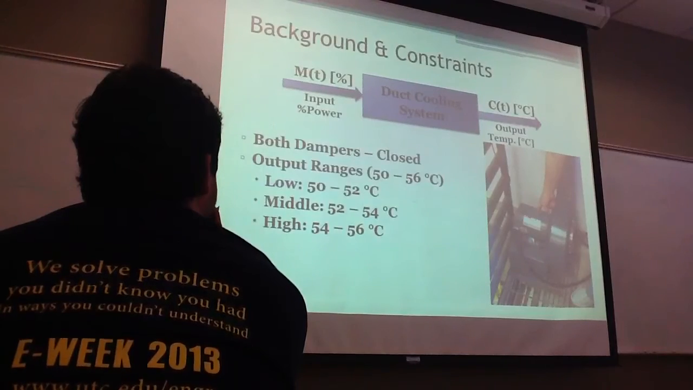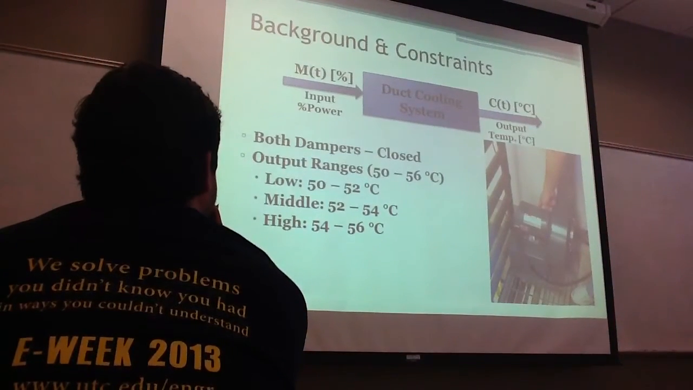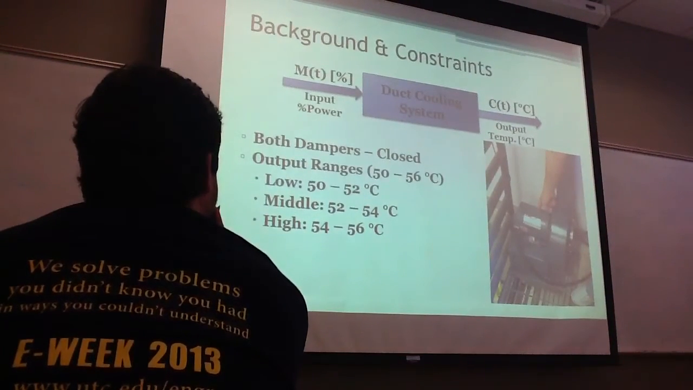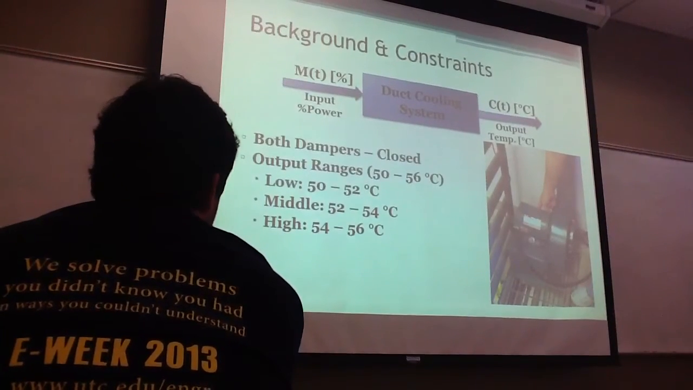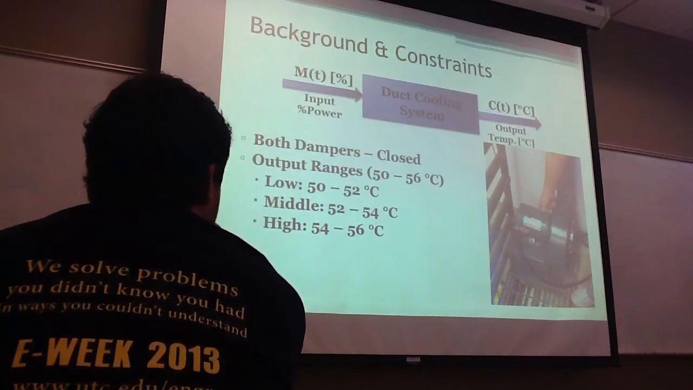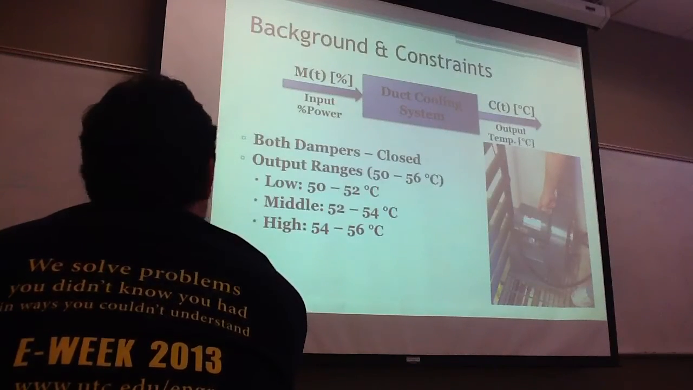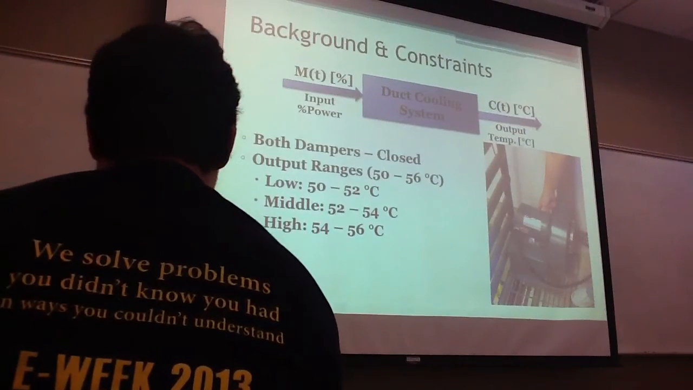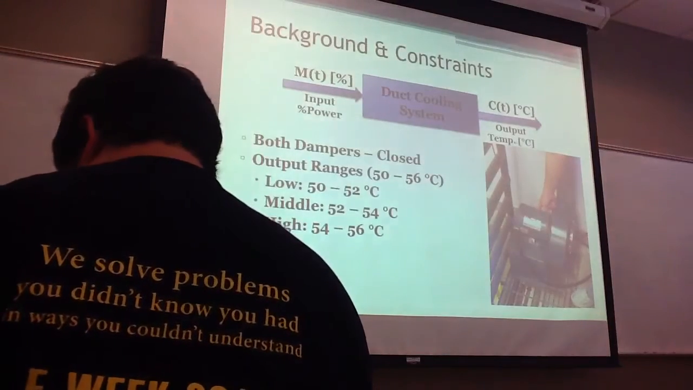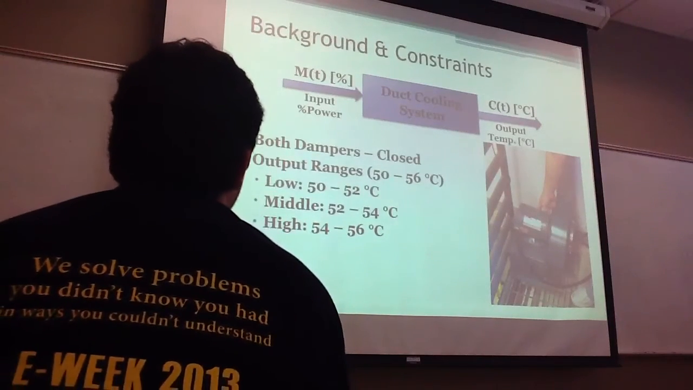We have the duct cooling system. We have a fan motor there that blows air through the ducts, and there are heating elements in the ducts that heat up the air in there, and temperature sensors inside the ducts. And we vary the input power percent to this motor, and what we get at our output is degrees Celsius. There are 2 dampers, both of which are closed for our experiments.